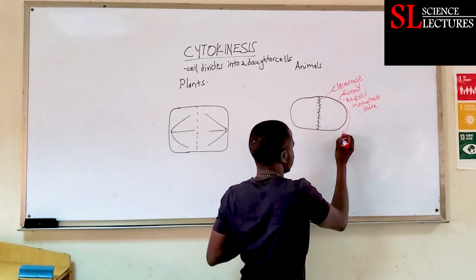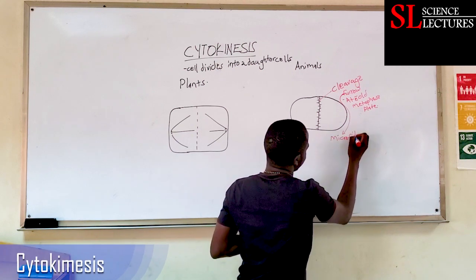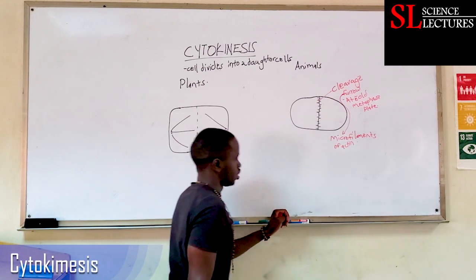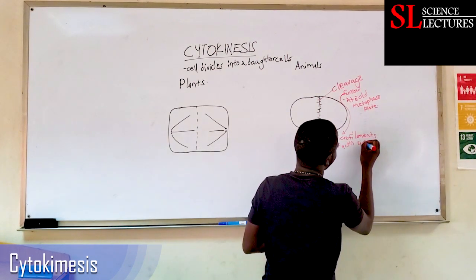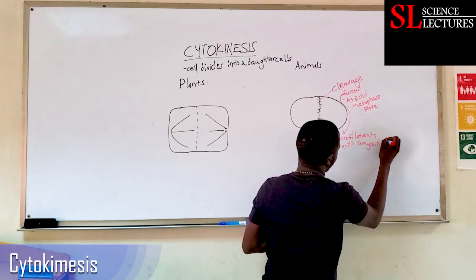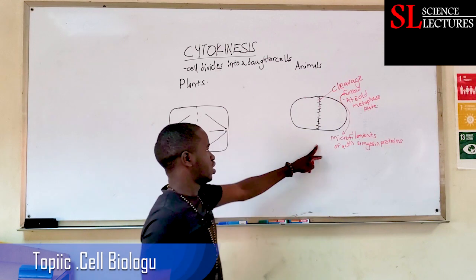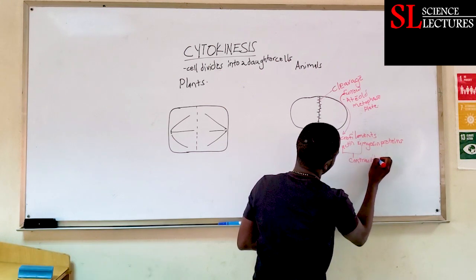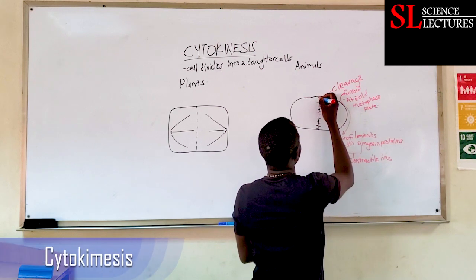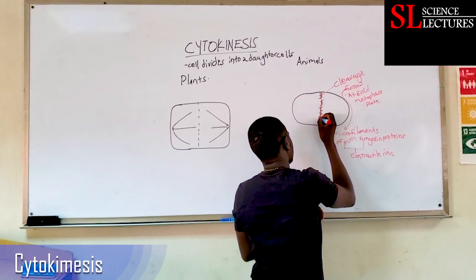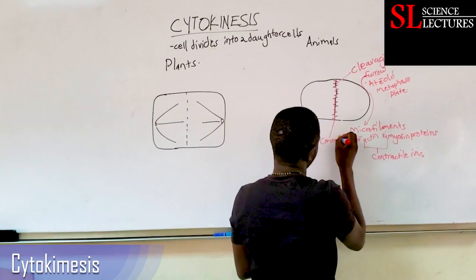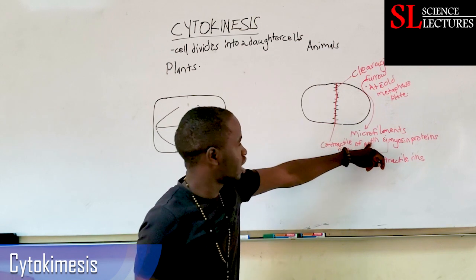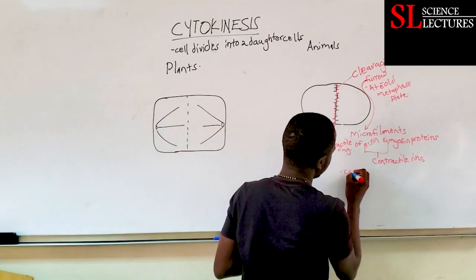Then this cleavage furrow is associated with microfilaments of actin. And these actin are associated with myosin proteins. And these two form what we call a contractile ring. So what we see here surrounding the cleavage furrow, this area here, is what we call a contractile ring. So what happens is this. This contractile ring has both actin and myosin. That means it can contract.